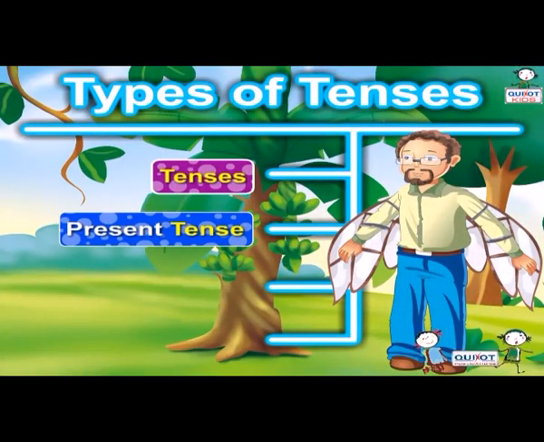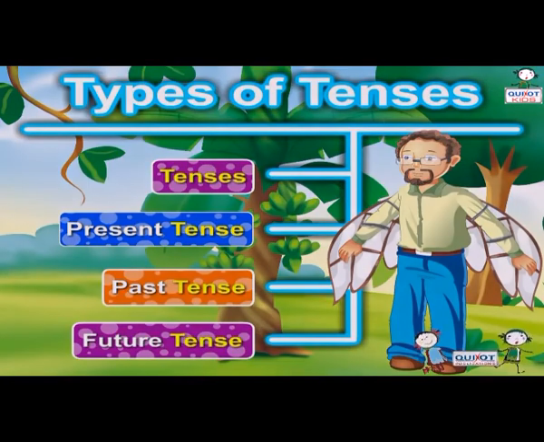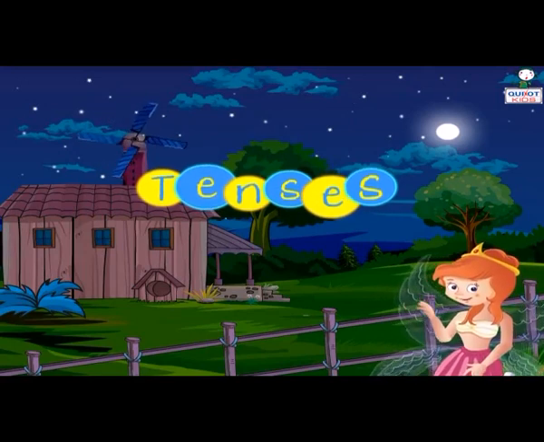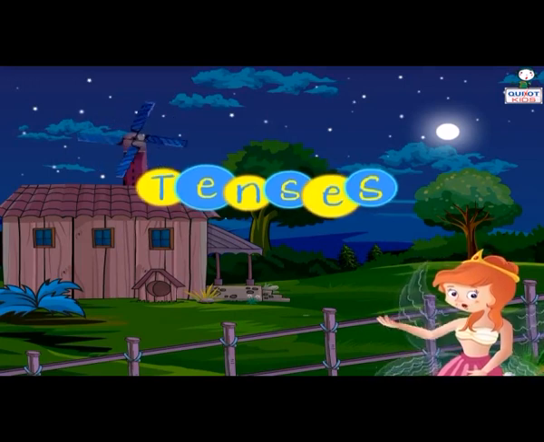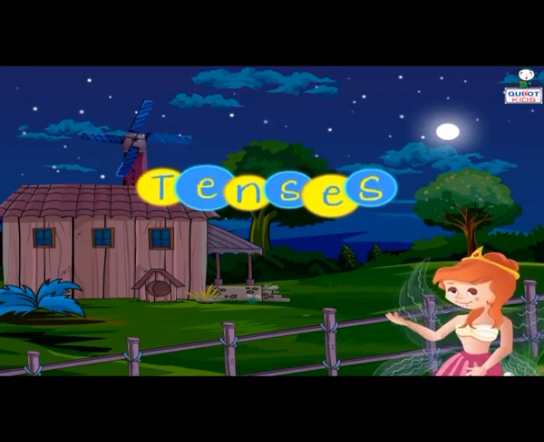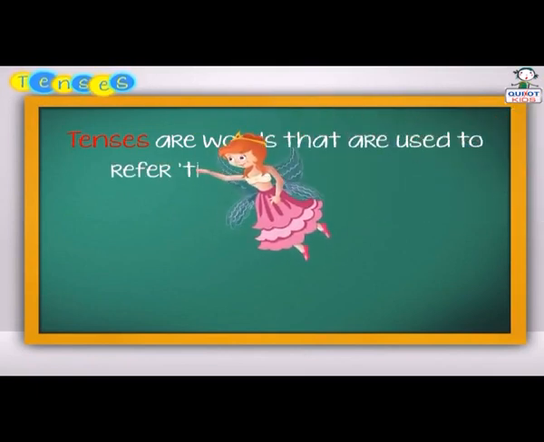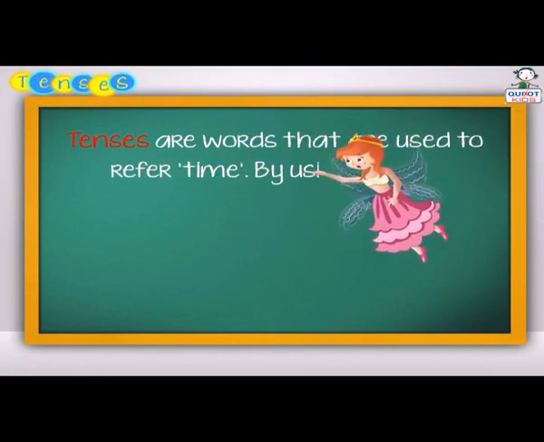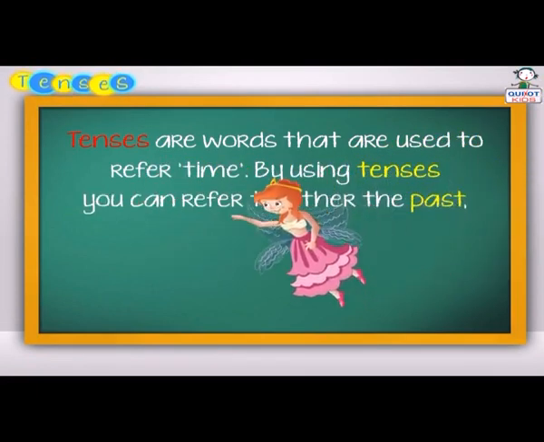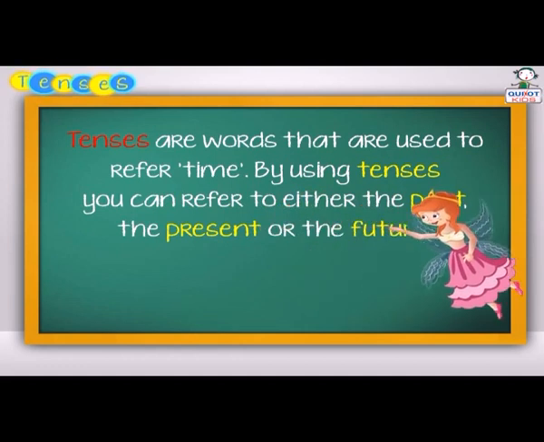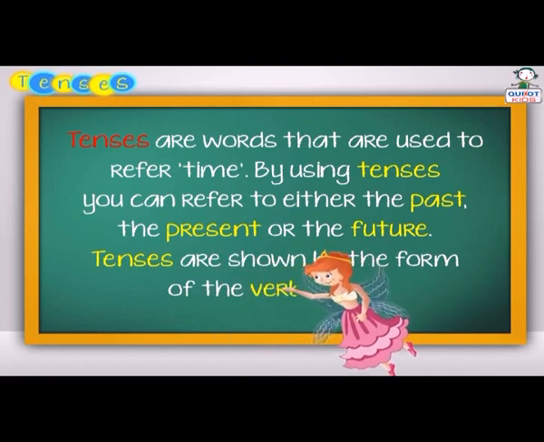Tenses: present tense, past tense, future tense. Welcome friends, I am Anna and today I will help you in learning tenses. Let's go. Tenses are words that are used to refer to time. By using tenses, you can refer to either the past, the present, or the future. Tenses are shown by the form of the verbs used.